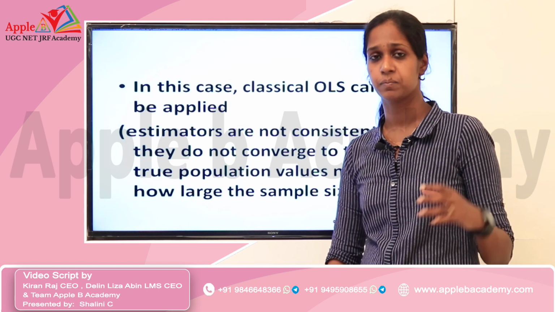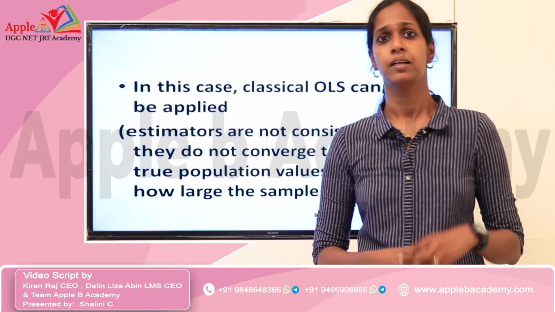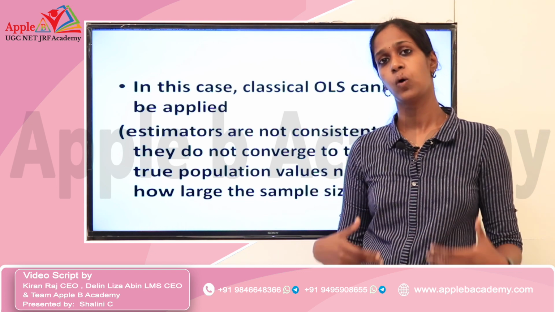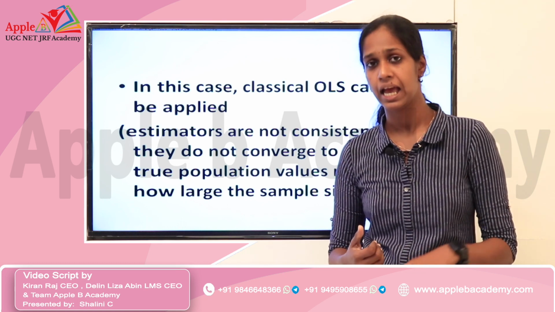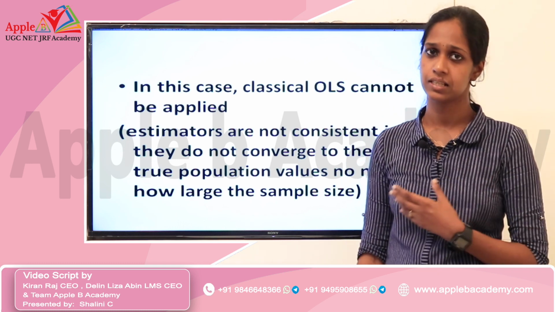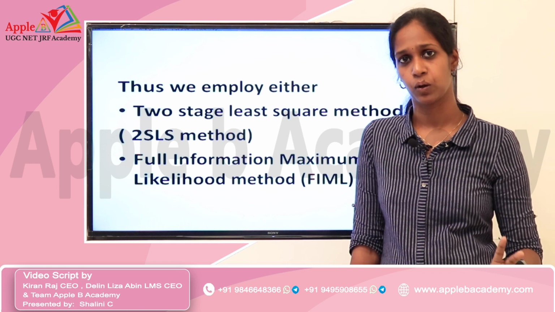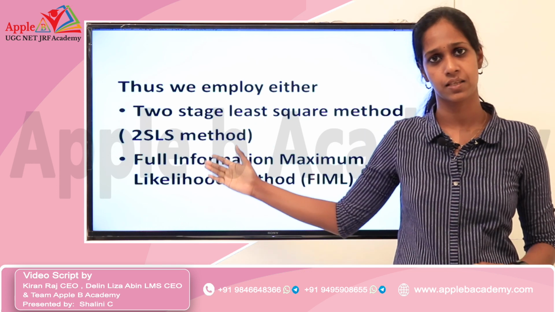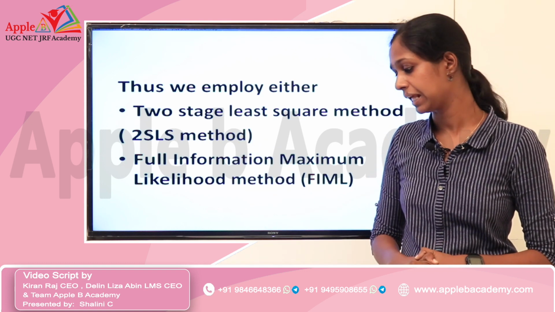Now, because this possibility is there, OLS cannot be applied. Because the variable's nature changes with every equation, the OLS method cannot be applied, because the estimators are inconsistent and they do not converge to their true population values. So, the option of OLS is eliminated. Now, the only two methods that can be employed are, not the principal component method, but either the 2SLS method or the FIML method, full information maximum likelihood method.